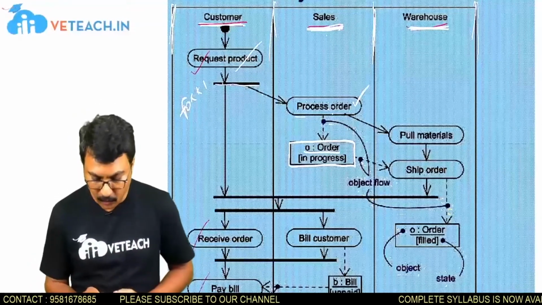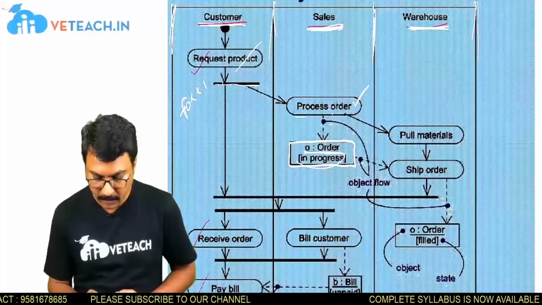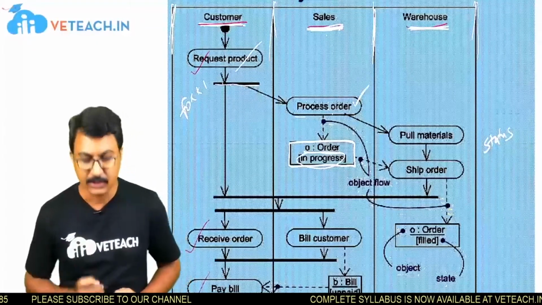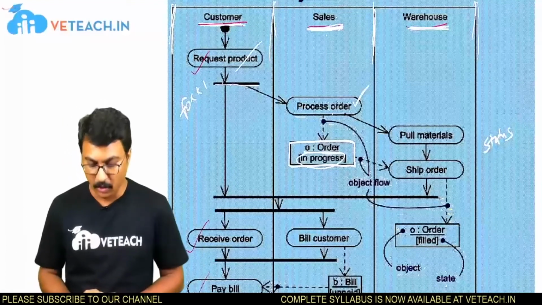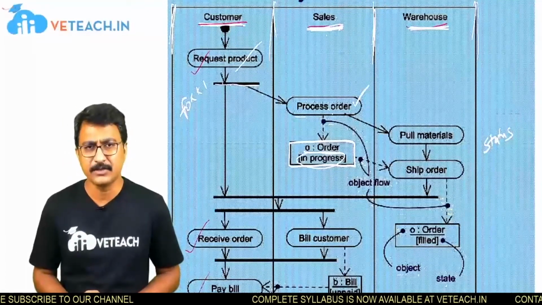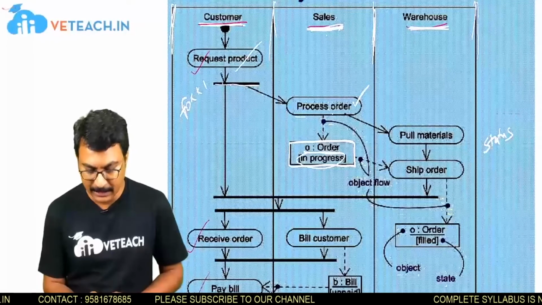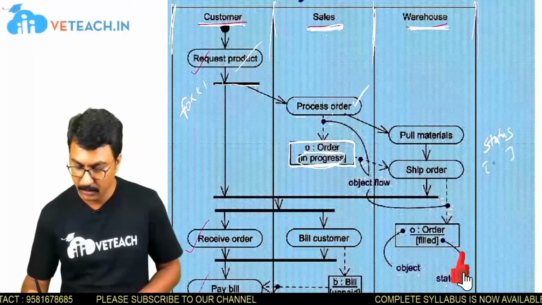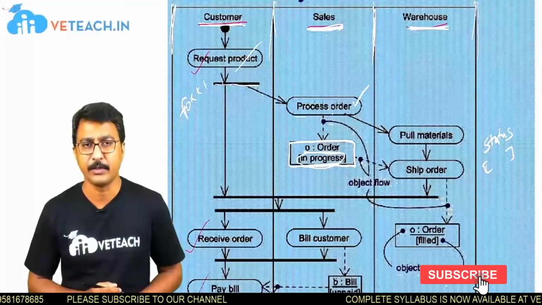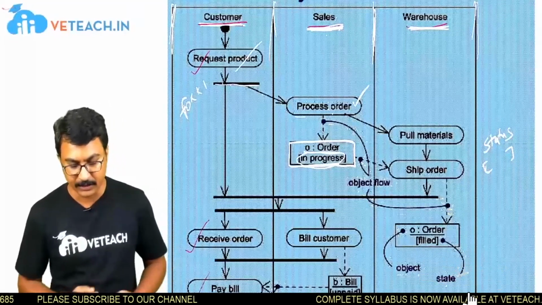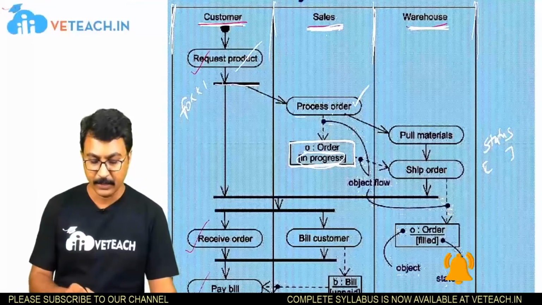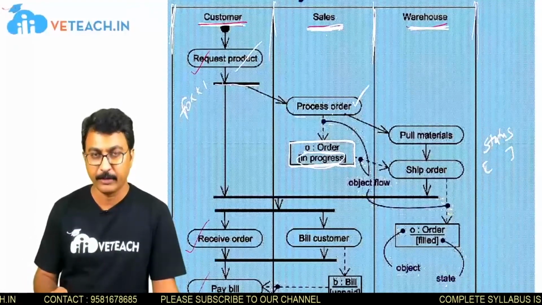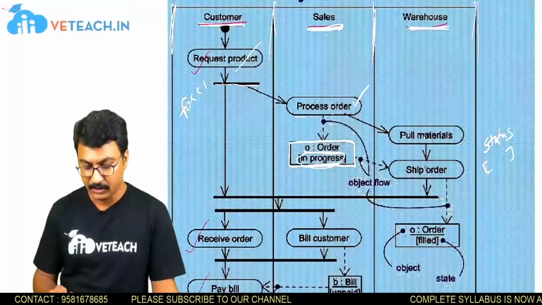But remember here, what is this in order? It's called the status. The state of the object order. So what is the status of the order? It's in progress, which you have put in square braces below the name of the object, which is a tagged value. So anyhow, as I do that, there is a pull material in the warehouse. From the warehouse, I pull the material, ship it.